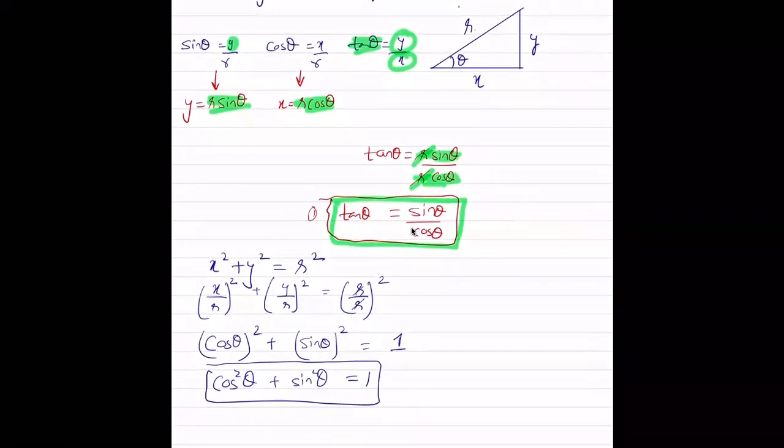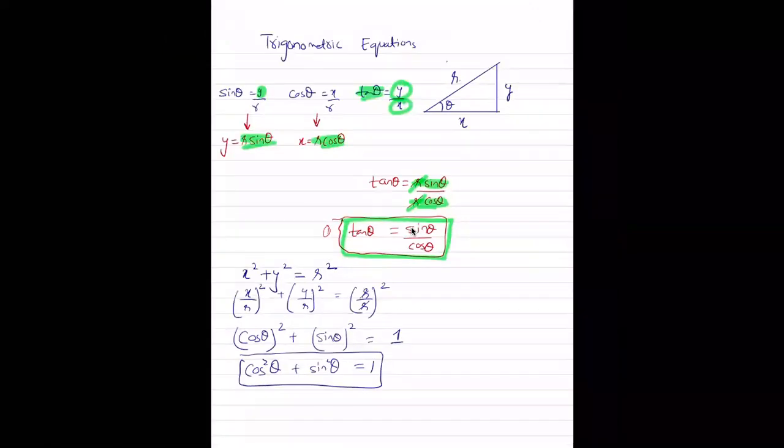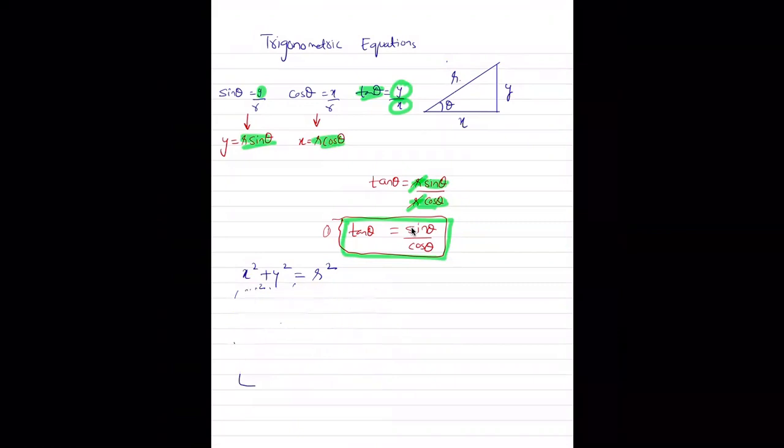The other identity that we can use is Pythagoras theorem. See, r square is going to be equal to x square plus y square. True? So x over here is what? R cos theta, the whole thing square. Y is r sin theta, the whole thing square, equals r square.